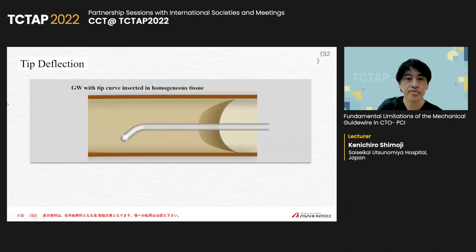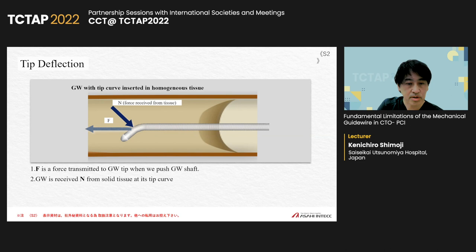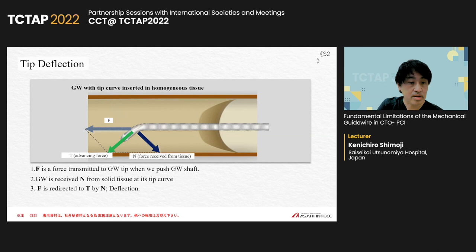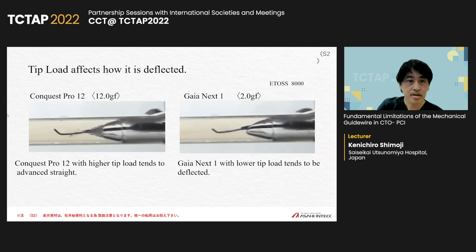Tip deflection: the first step is F, a force transmitted to the guide wire tip when we push the guide wire shaft. Then the guide wire receives a reaction from solid tissue at its tip curve. Then F is redirected to T by N. This is deflection. So in a large space, tip deflection does not occur. Several factors affect how it is deflected. As you can see, a wire with a higher tip load, like Conquest Pro, tends to go straight, advancing straight. In contrast, a more flexible wire with a lower tip load than that easily deflects.